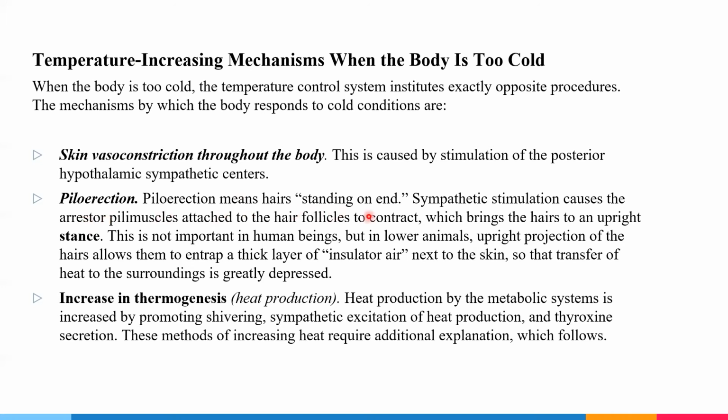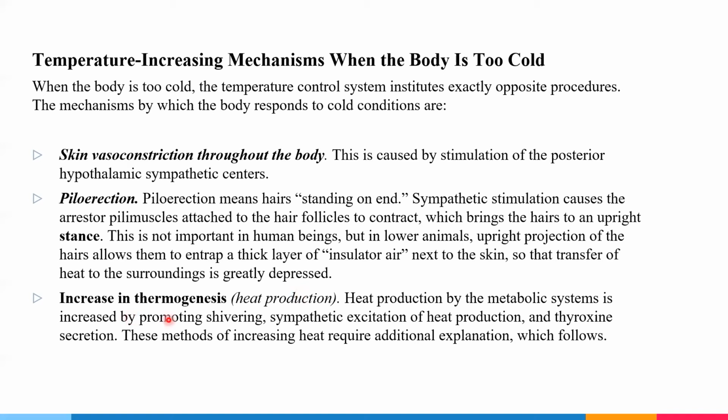Piloerection means hair standing on end. Sympathetic stimulation causes arrector pili muscles attached to hair follicles to contract, which brings the hairs to an upright stance. This is not important for human beings who do not have a thick layer of hair on their body, but in lower animals, upright projection of hairs allows them to entrap a thick layer of insulated air next to the skin, so that transfer of heat to the surroundings is greatly depressed. This is because air is obviously a very poor conductor of heat, and thus a pocket of air around the skin does not allow much heat to be lost from their body.